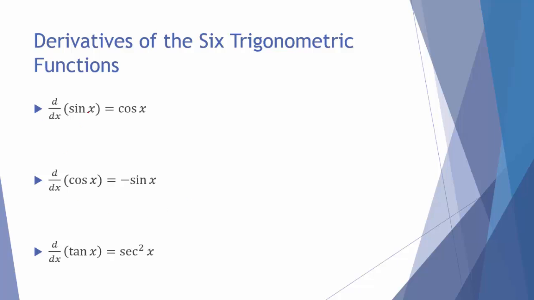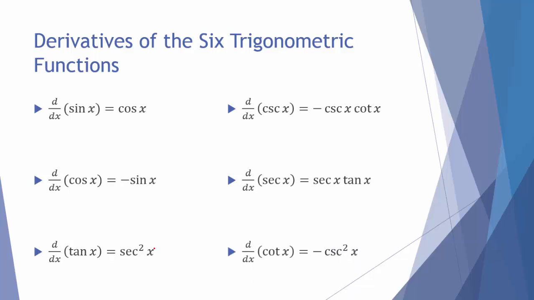The derivative of sine x is cosine x, the derivative of cosine x is negative sine x, and the derivative of tangent x is secant squared x. Those are the three we just did. Here come the other ones. The derivative of cosecant x is negative cosecant x times cotangent x. The derivative of secant x is secant x times tangent x. And the derivative of cotangent x is negative cosecant squared x. These are the 6 derivatives of trig functions.